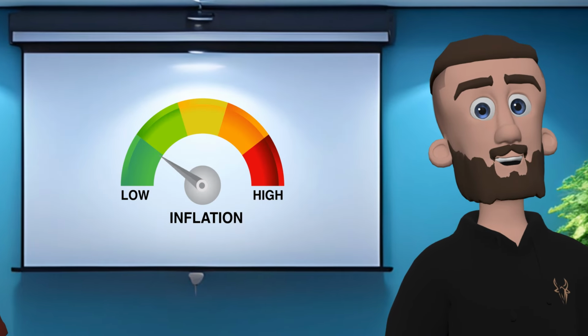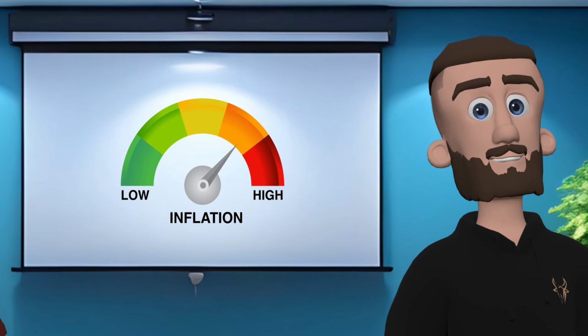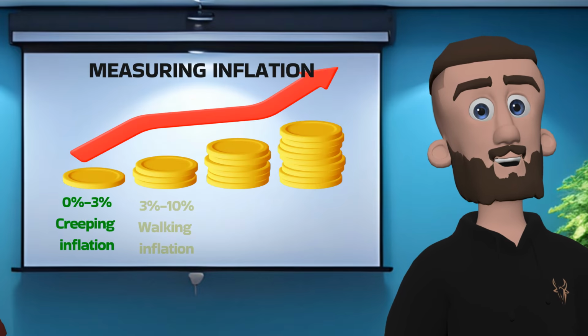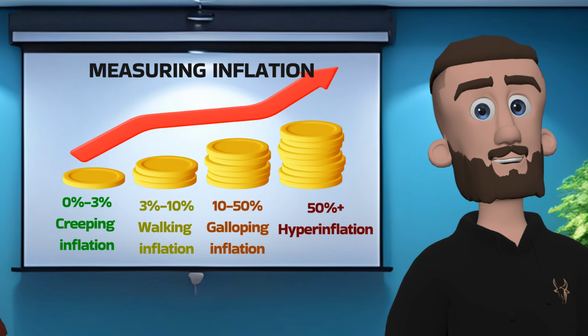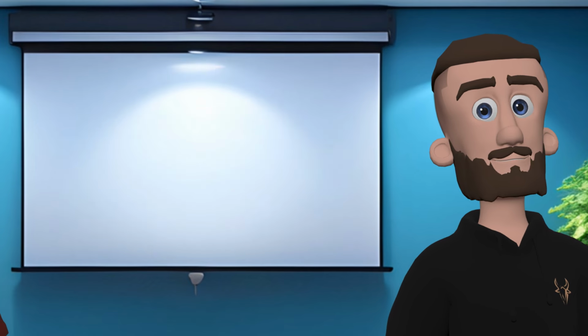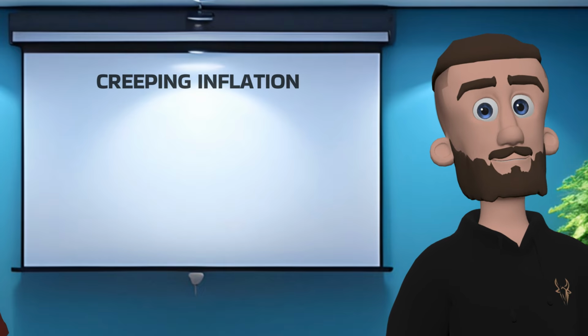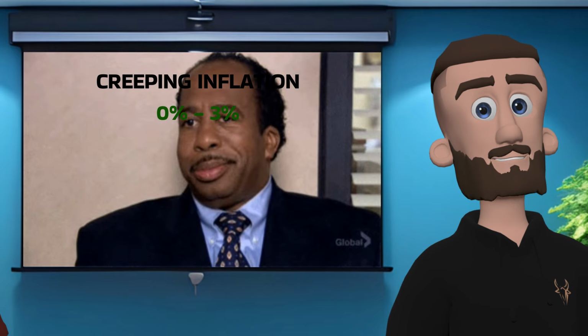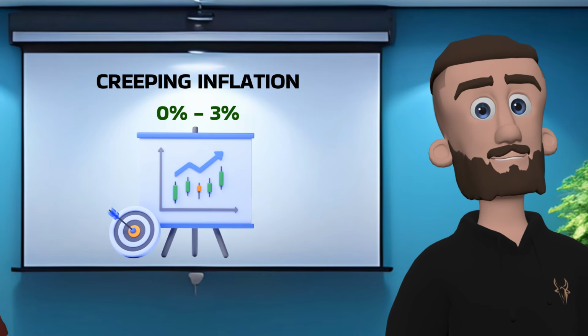Inflation is usually categorized by the rate at which prices rise, expressed as a percentage. This classification helps distinguish different levels of inflation and their potential impact on the economy. Here's a basic overview of inflation by the percentage increase in prices. The first is creeping inflation, which ranges from 0% to 3%. This type of inflation is considered healthy and common in well-functioning economies.